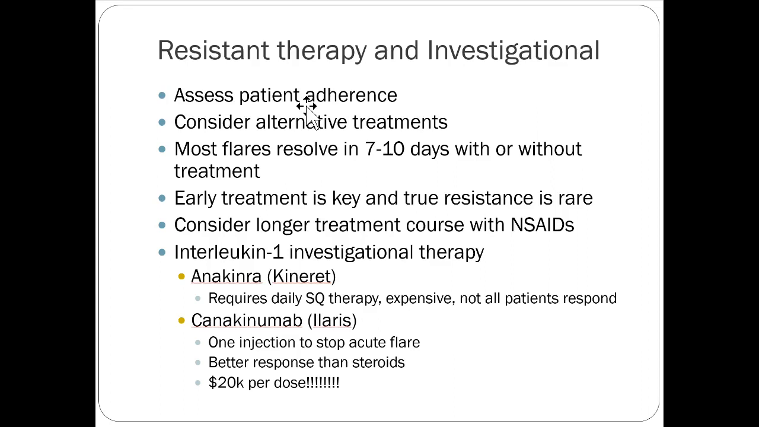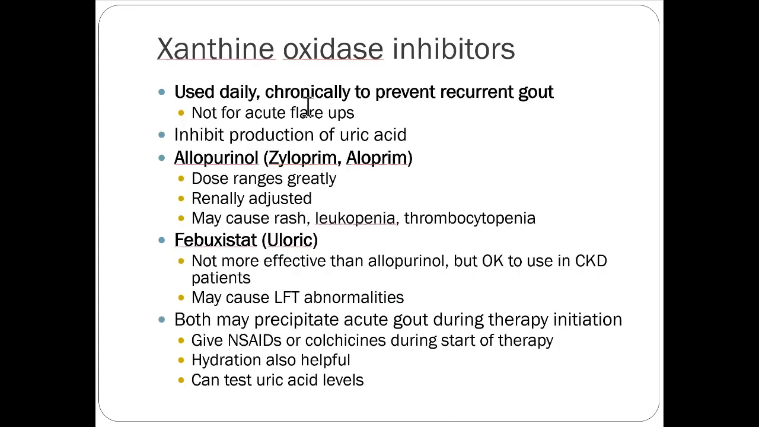I'm not going to spend a lot of time on resistant or investigational therapy for gout because I think it's not super important, other than the fact that if you have really bad gout flares, there are some other things there. There's a drug called Kineret and Ilaris. Ilaris is $20,000 for a single dose. So there we go.